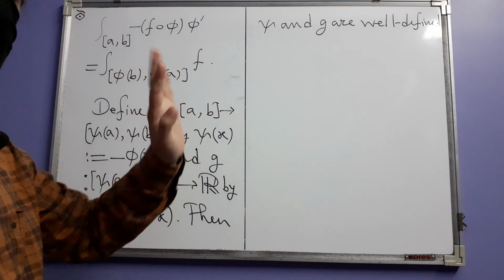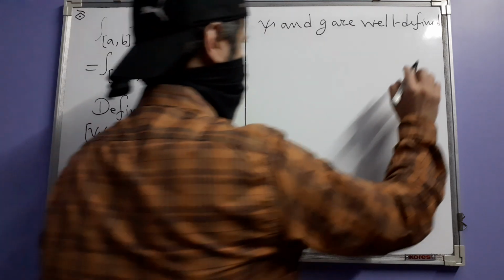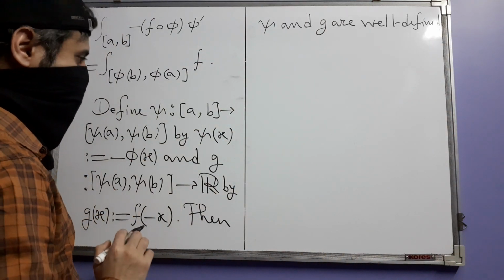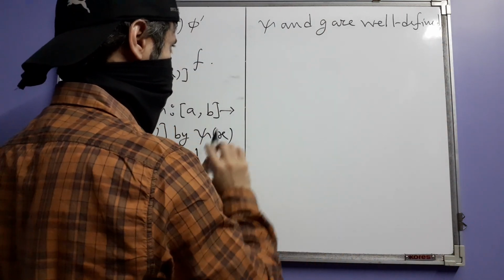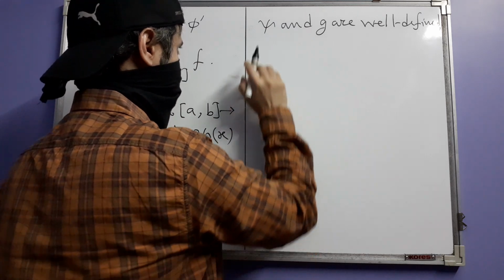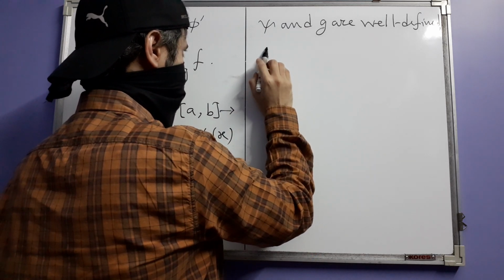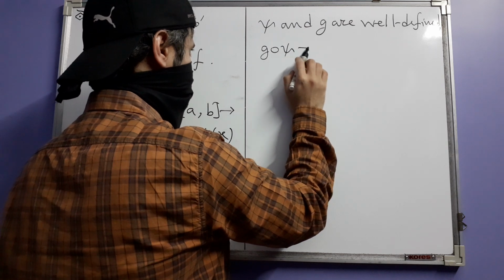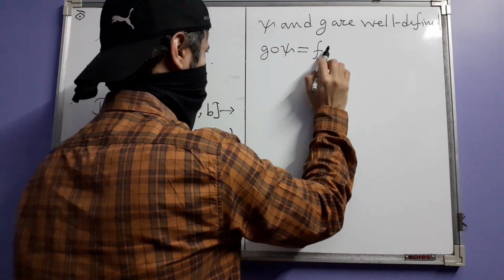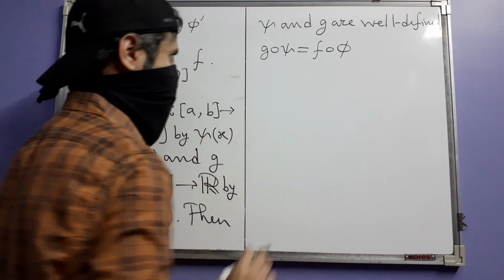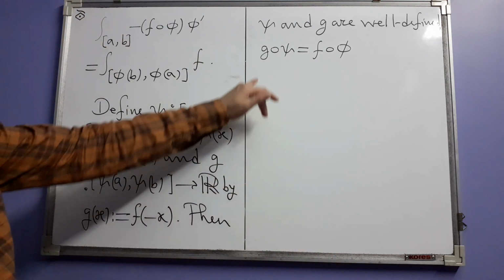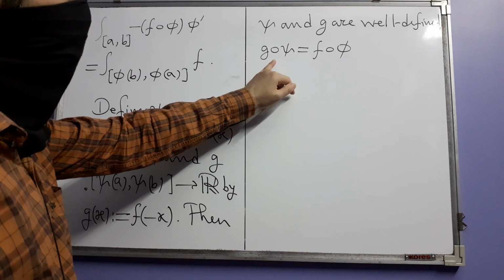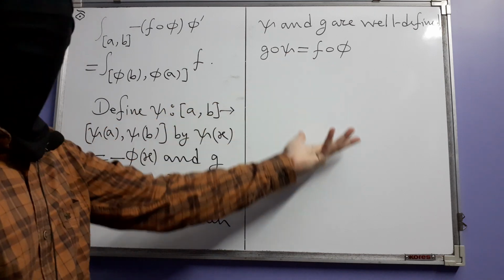So this part you show. So that is just one thing. Then something else is also true about all these four functions, phi, psi, f and g, which is this: g composition psi is equal to f composition phi. It looks very nice, it's somewhat beautiful, and it's straightforward also.